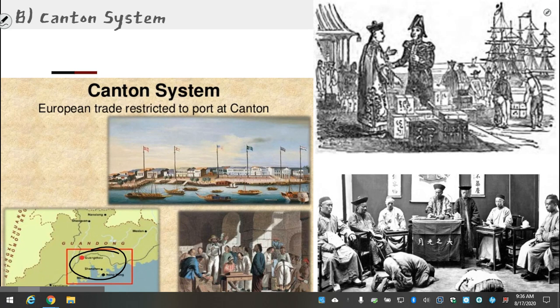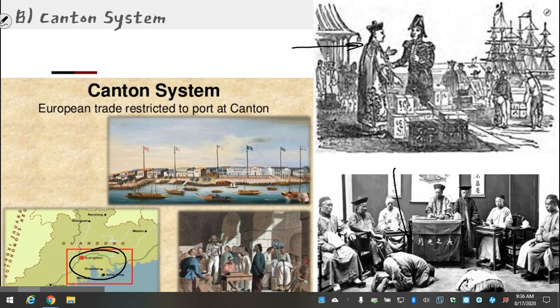Europeans were only allowed within this one single port, where they would then have to pass their goods off to Chinese merchants in order to distribute them. Also, in order to trade, European emissaries would have to come and perform the kowtow bowing ritual before Chinese imperial authority in order to be allowed to trade even at this one restricted port.